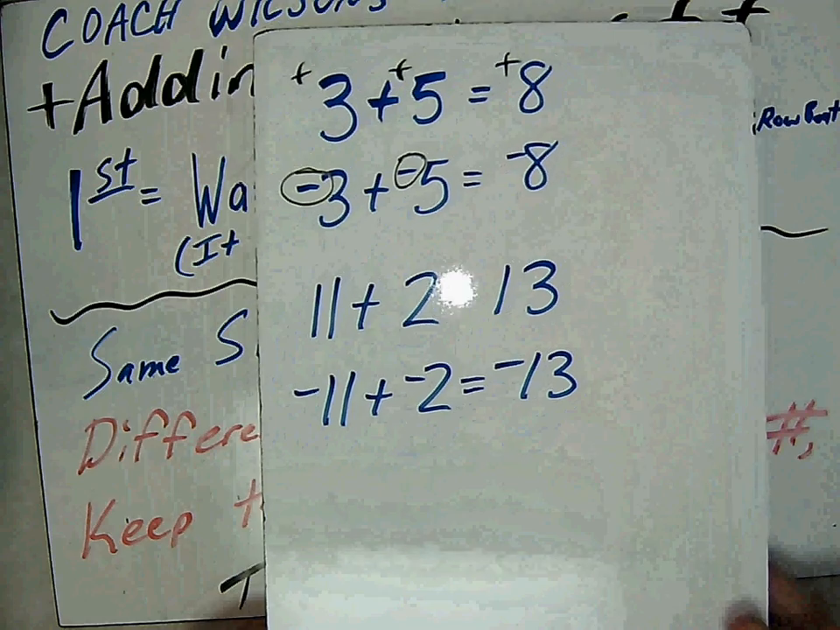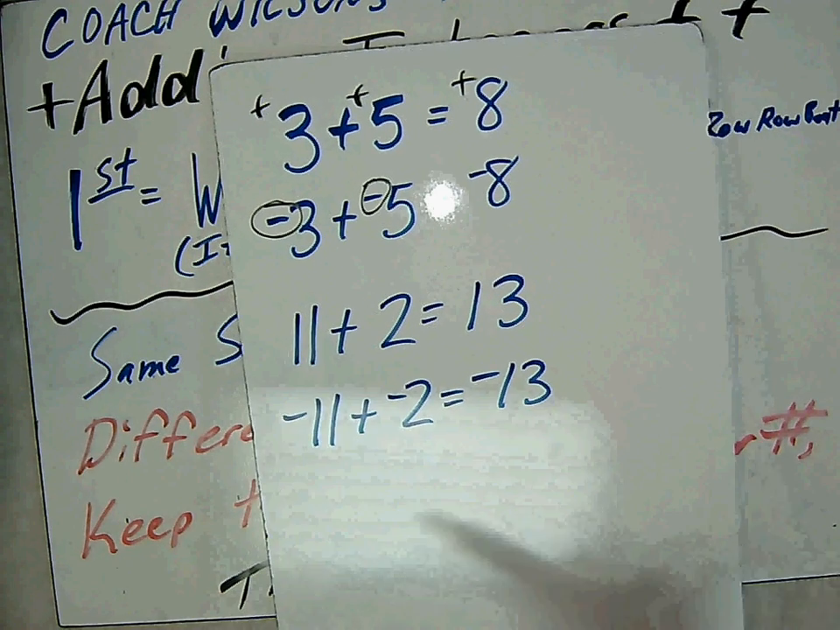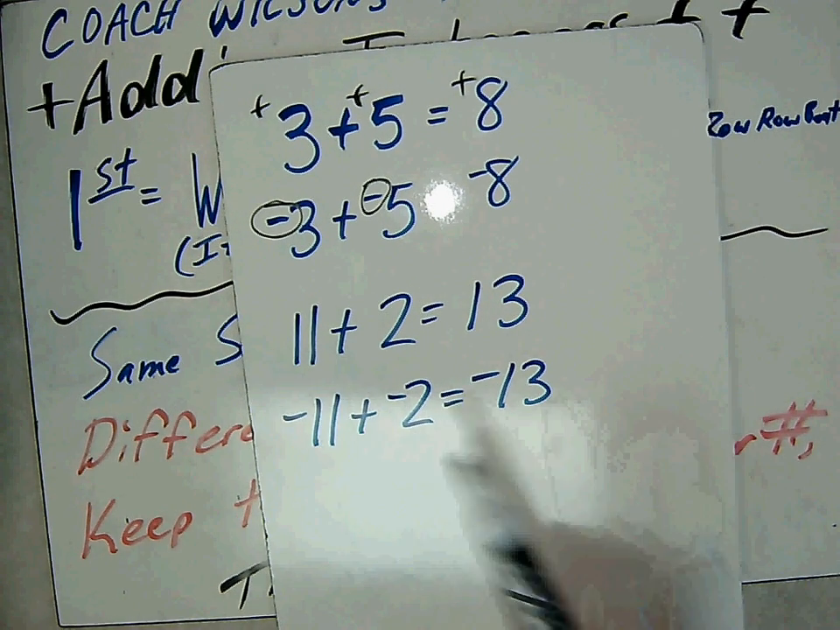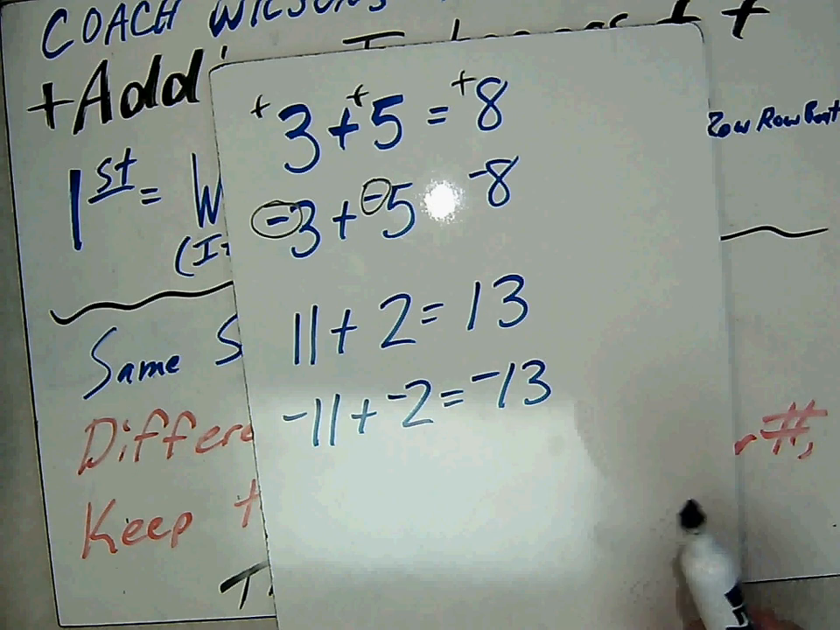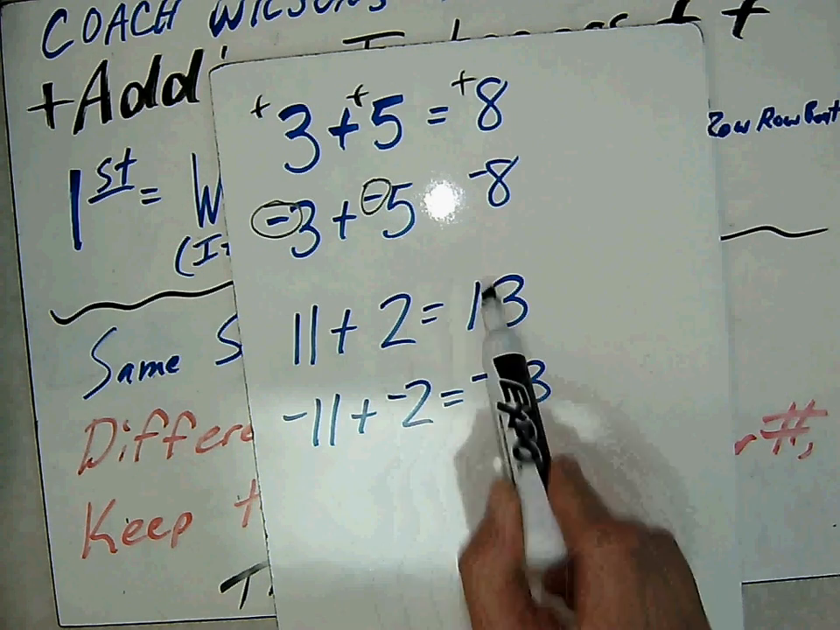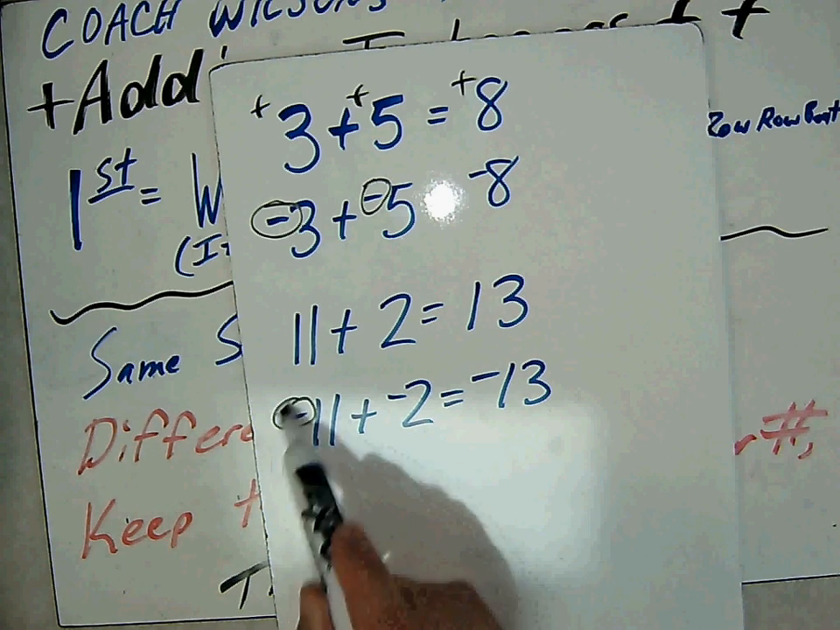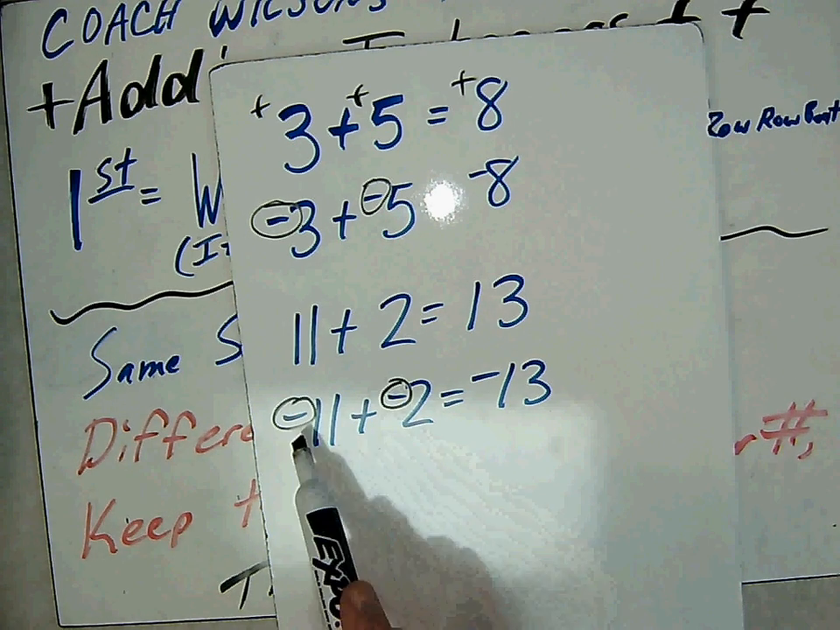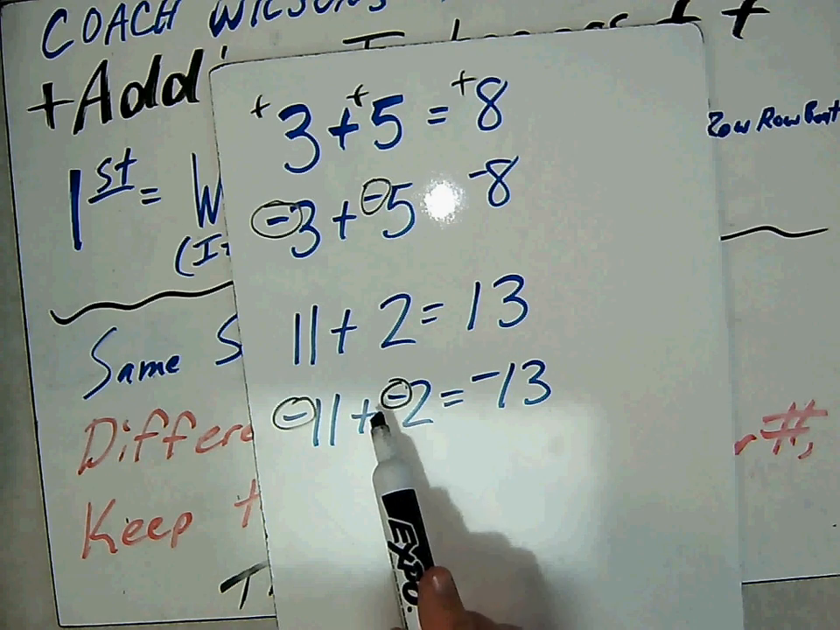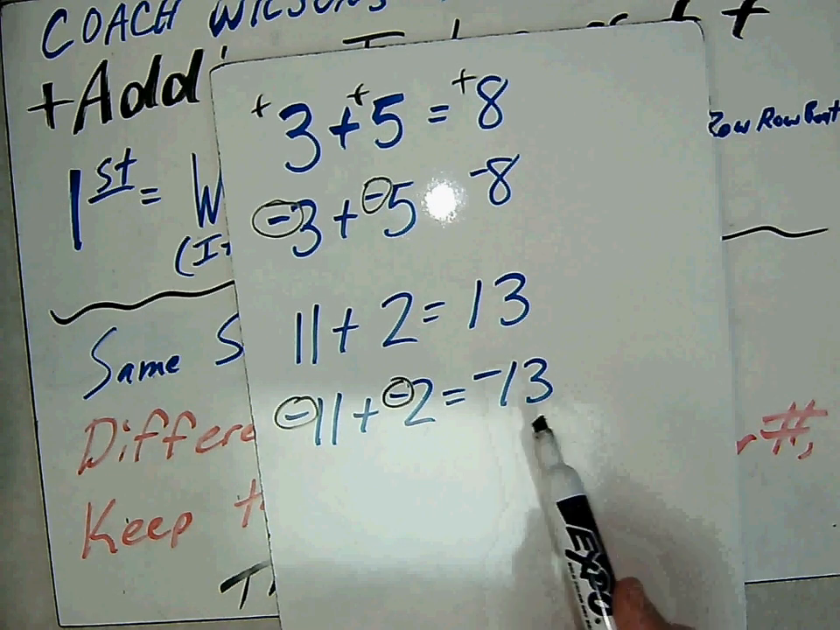Alright, just one more example, just in case. Okay, so for instance, 11 plus 2. Okay, 11 plus 2 is 13. It's always been 13. Okay, these are positive, so the answer is positive. Now, if you've got negative 11 plus negative 2, so same signs, okay, then you add and keep, so it's negative 13.